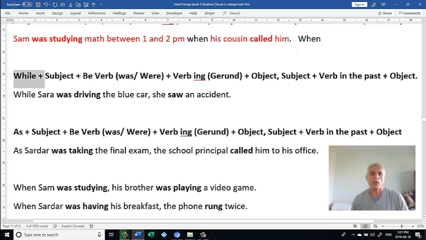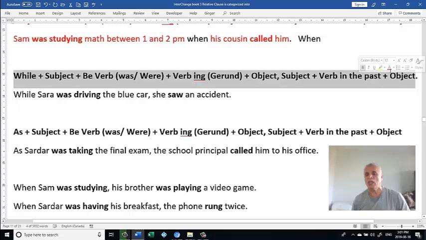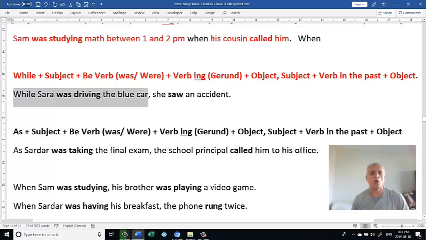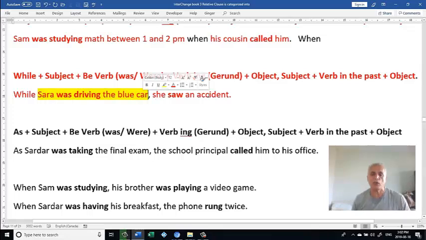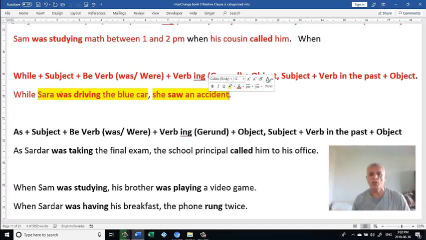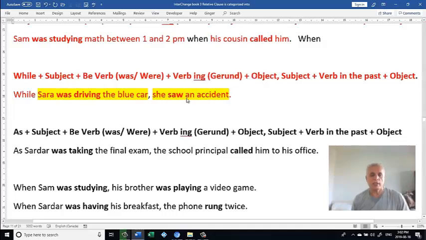Then we have while. While, subject, be verb, was, a word, then verb with ing form, object. The second one, subject, verb in the past. Then we have the object. Okay. While Sarah was driving the blue car, she saw an accident. Here one action was continuing. Sarah was driving the blue car. Maybe we don't know for how long, but she saw an accident one time. It means we have two actions happening. This is continuing. This is only one interrupting this continuation.